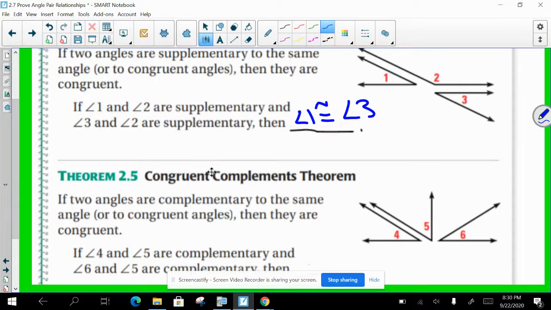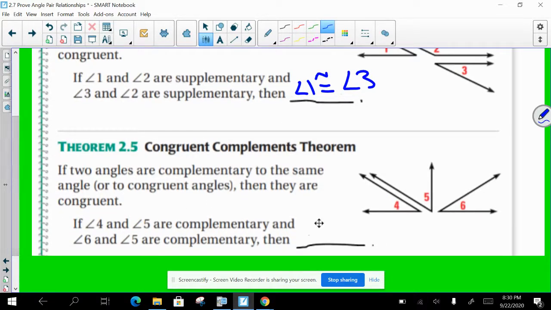All right, congruent complements theorem, basically the same thing. We're just talking about complementary angles. So here, angle 4 and 6 would be congruent if they are both complementary with angle 5.